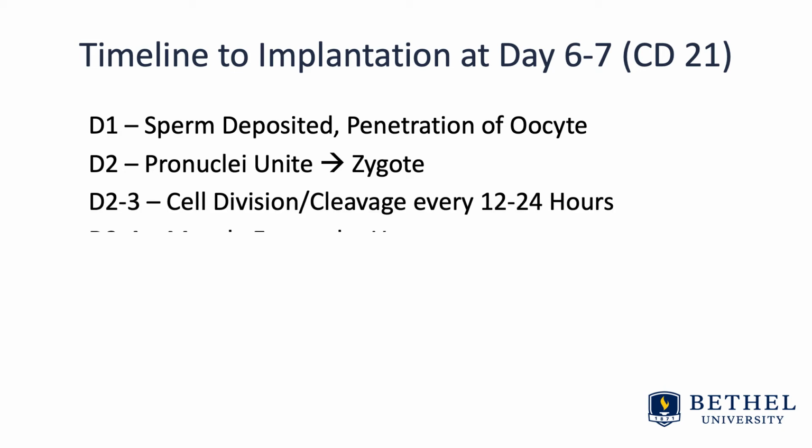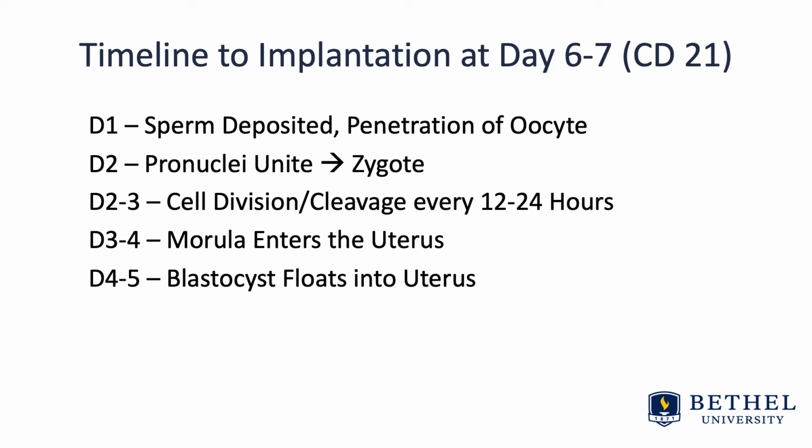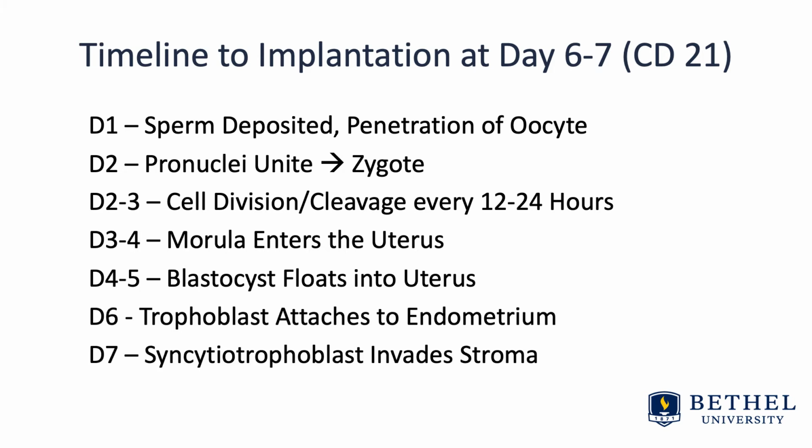Day 3 to 4, the morula enters the uterus. Day 4 to 5, it's a blastocyst, which is floating around in the uterus. Then around day 6, the trophoblast attaches to the endometrium. And then around day 7-ish, the syncytial trophoblast invades the stroma. And you'll get more of that, or have probably already gone through some of that with the placenta lecture, but that's just how that coincides with what is happening with the embryo.